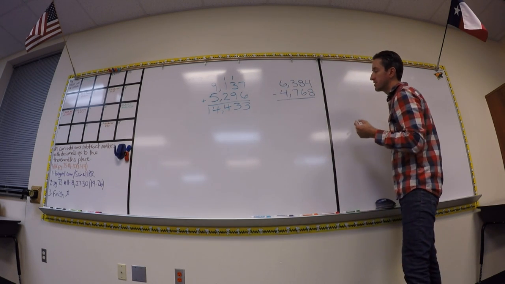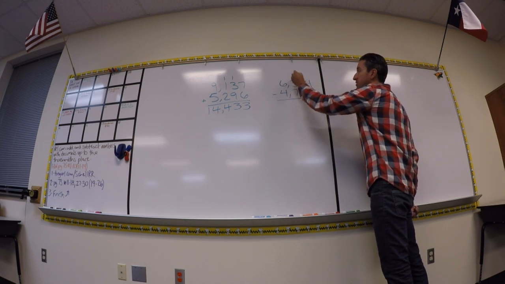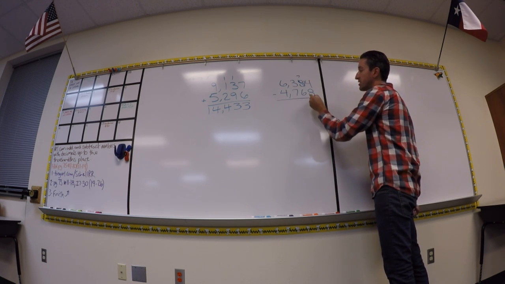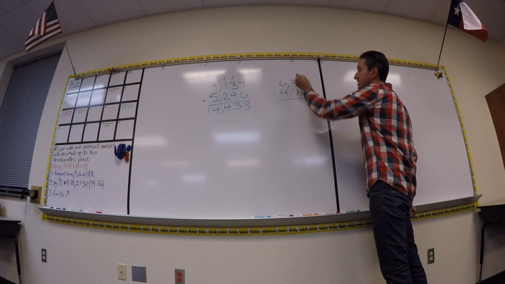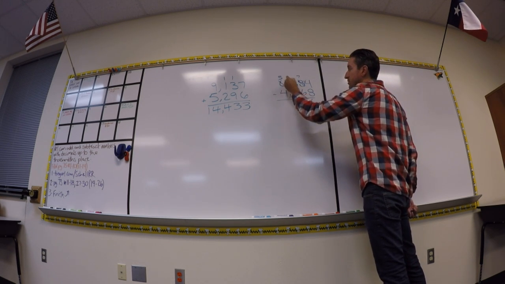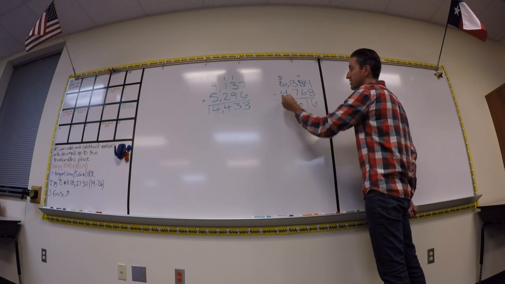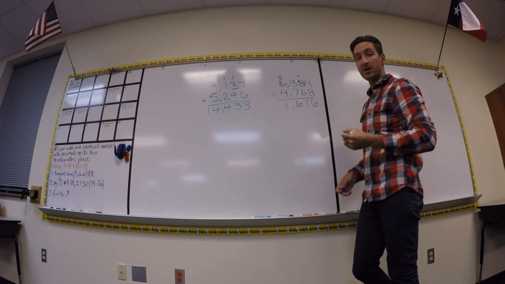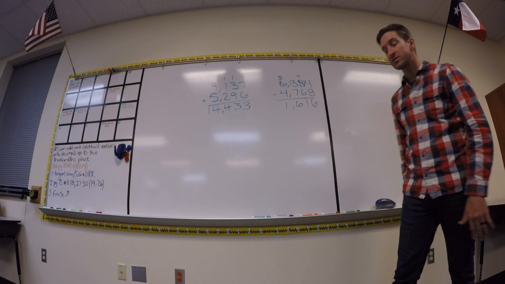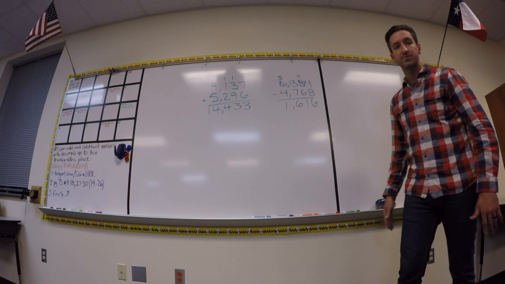Now let's try our subtraction problem. I can't take 8 from 4, so I need to redistribute. That becomes a 7. This is now a 14. 14 minus 8 is 6. 7 minus 6 is 1. I can't take 7 from 3, so I have to distribute. 13 minus 7 is 6. 5 minus 4 is 1. So 1,616. Pretty close to our estimate of about 1,000 that we had estimated before we started. So that is a reasonable answer.